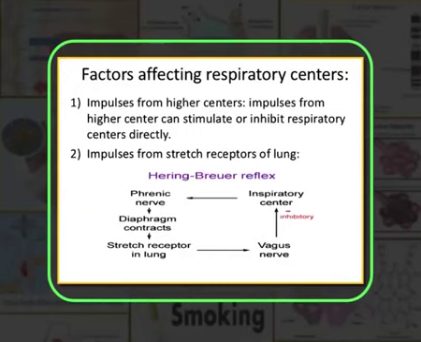So, there are various factors, out of which the first one is impulses from higher centers. Impulses from higher centers can stimulate or inhibit respiratory centers directly. Secondly, impulses from stretch receptors of the lungs.